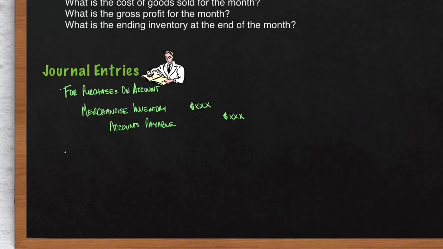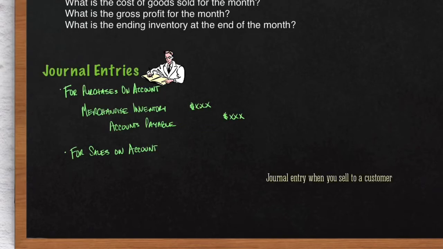The next set of entries we're going to record when we make a sale to a customer. Let's assume in this case that when we make the sale, it is on account. That means that we didn't collect cash right away, but we do expect that cash in the future. So if that's the case, we're going to debit accounts receivable. This amount right here is based on how much you sold the inventory for, the sale price. And of course, we're going to credit a revenue account. In this case, it's sales for the same amount.